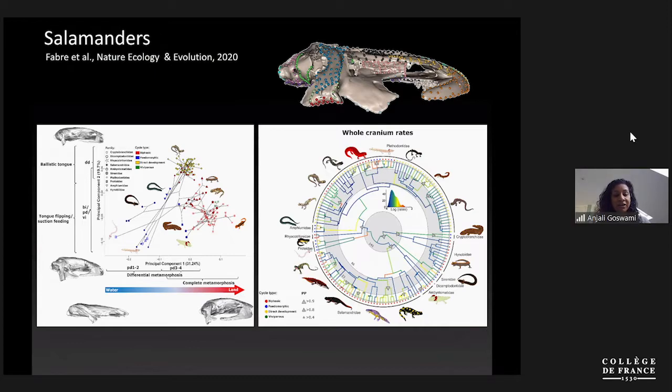So in salamanders, if you are a metamorphic salamander versus a direct developing salamander, which means that they hatch from their eggs essentially in their adult form, or if you're a pedomorphic salamander like the axolotl that stays in its larval form throughout its life, these are the factors that really differentiate what their skulls will look like, and also how fast their skulls are evolving.